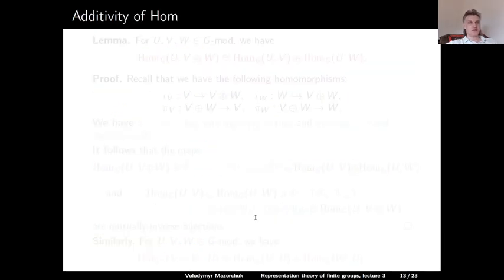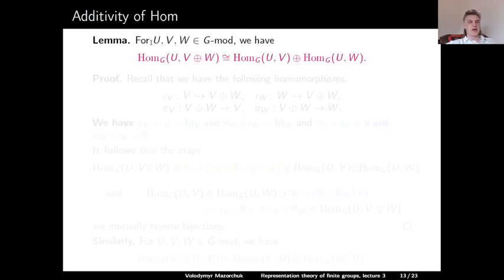Before we can prove the proposition, we need to talk about the additivity of taking Homs. Lemma: if U, V, and W are G modules, then the space of all G homomorphisms from U to the direct sum of V and W is isomorphic to the direct sum of the space of all G homomorphisms from U to V and the space of all G homomorphisms from U to W.